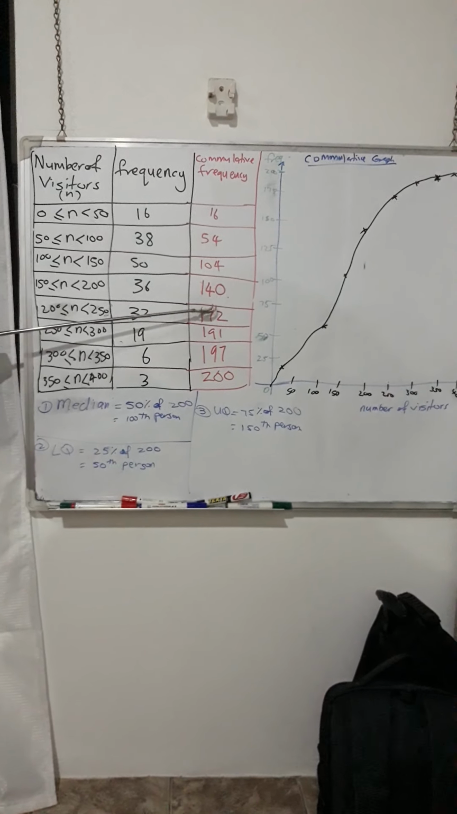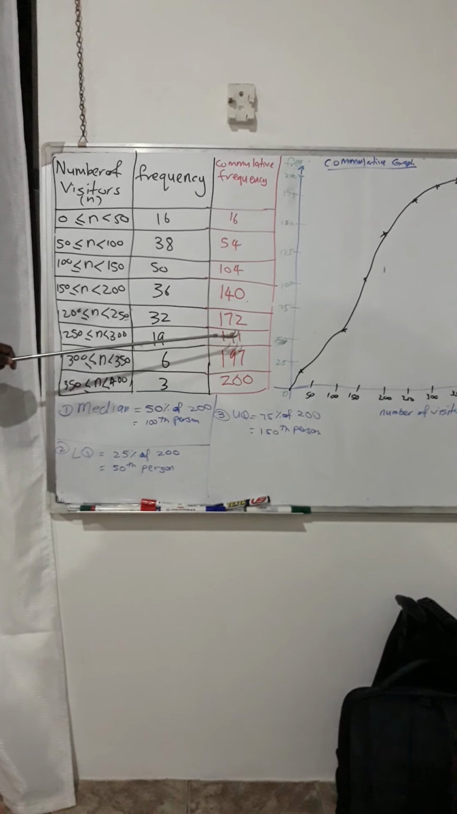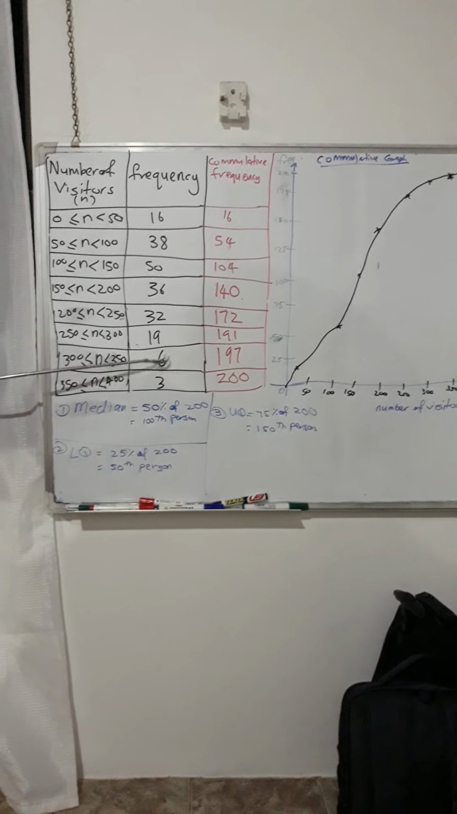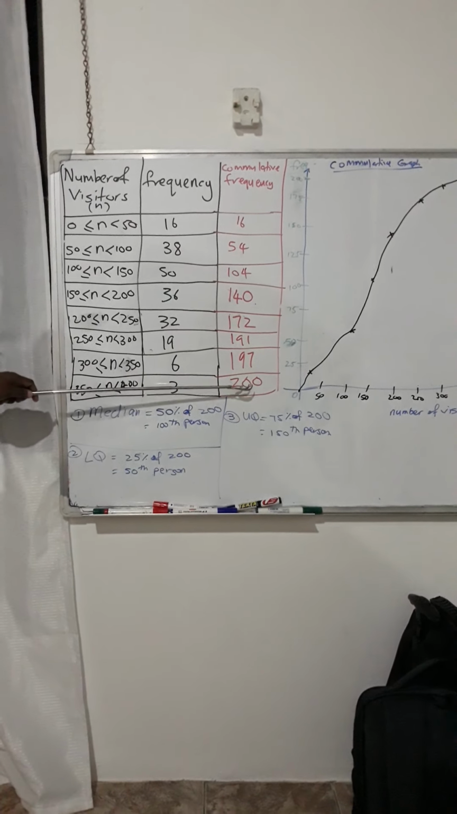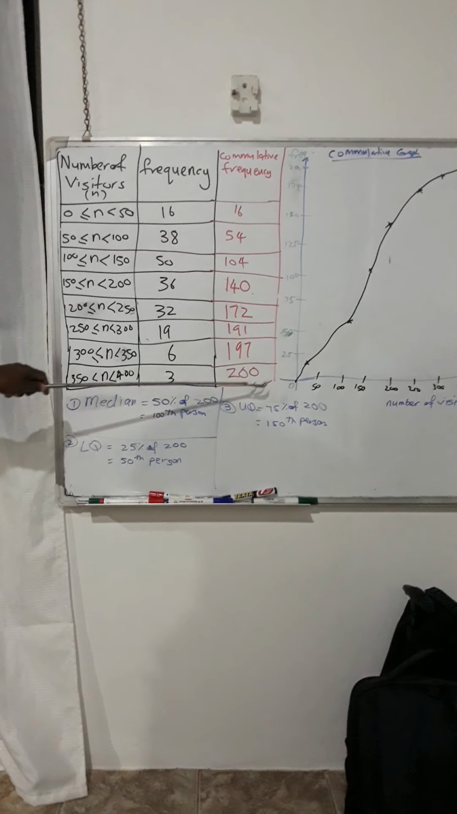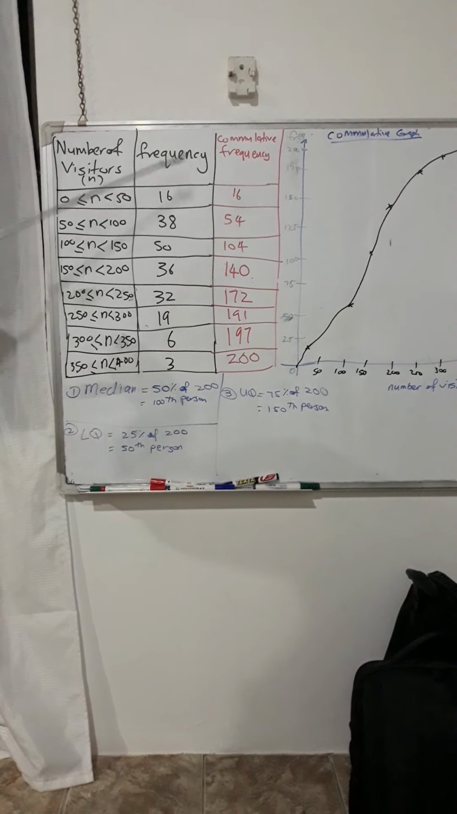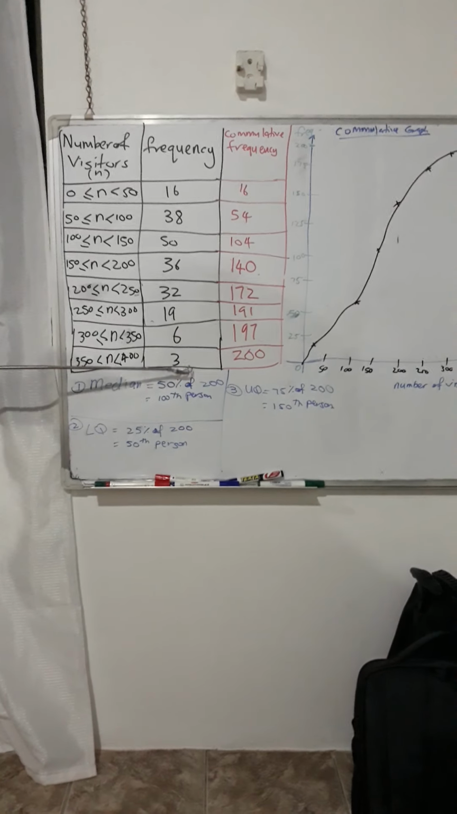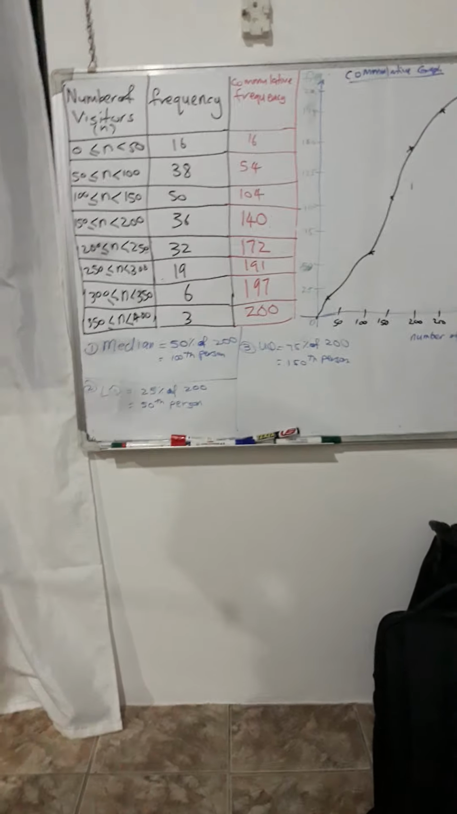140 plus 32 is giving you 172. 172 plus 19 is 191. 191 plus 6 is 197 in total. So there were a total of 200 students surveyed. That 200 should be equal to the total here when you add all that; it should also give you 200.